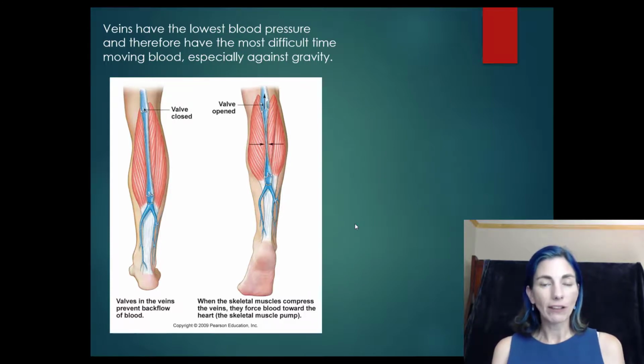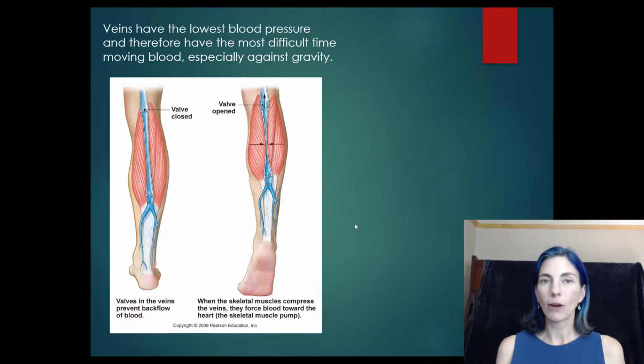So the skeletal muscle pump can help, but you have to be moving in order for that to work. When you're just sitting here, it's not doing anything. So the musculoskeletal pump with the one-way valves is meant to assist moving that blood up against gravity.